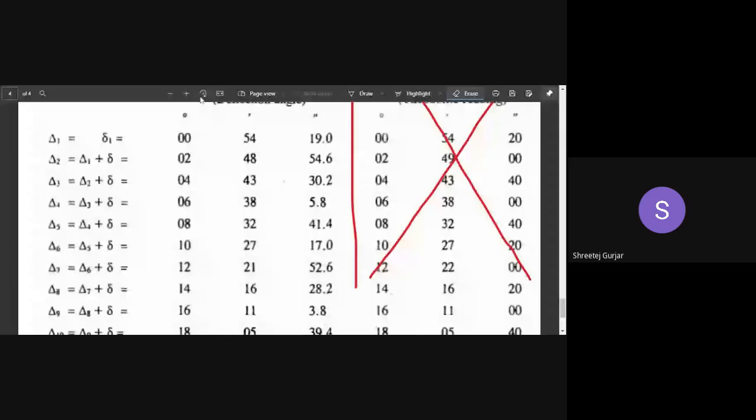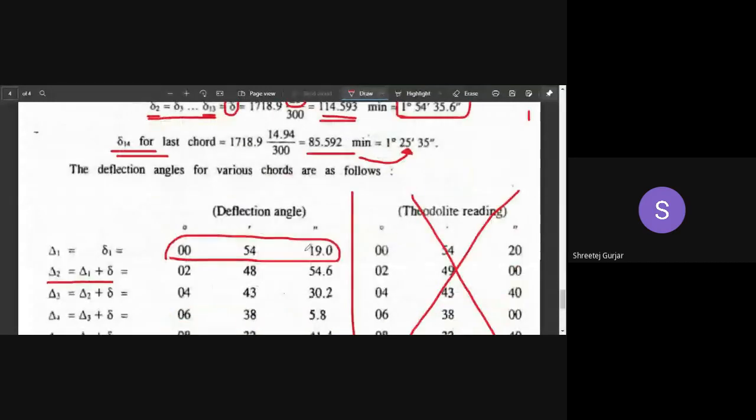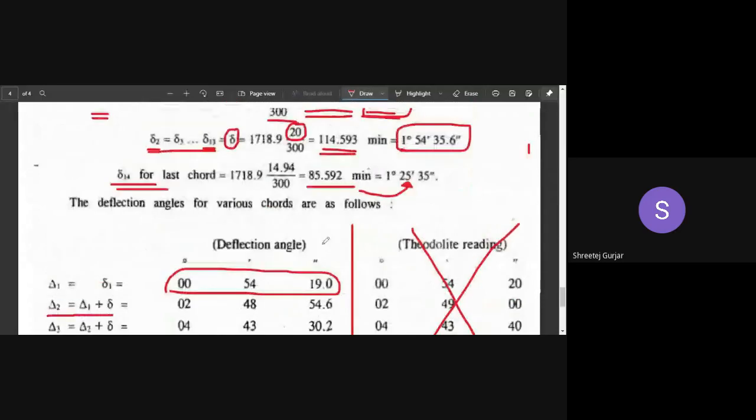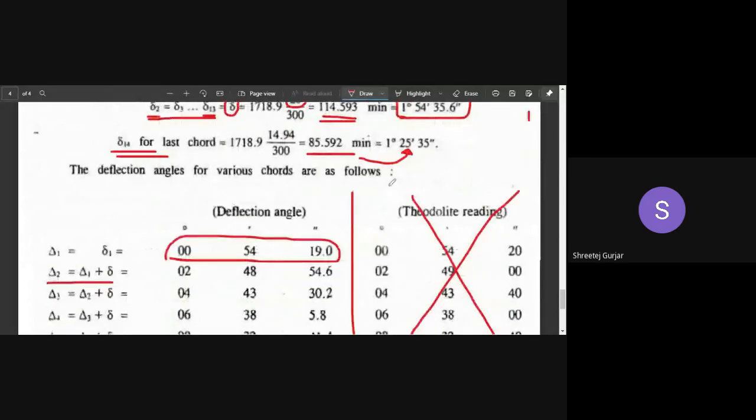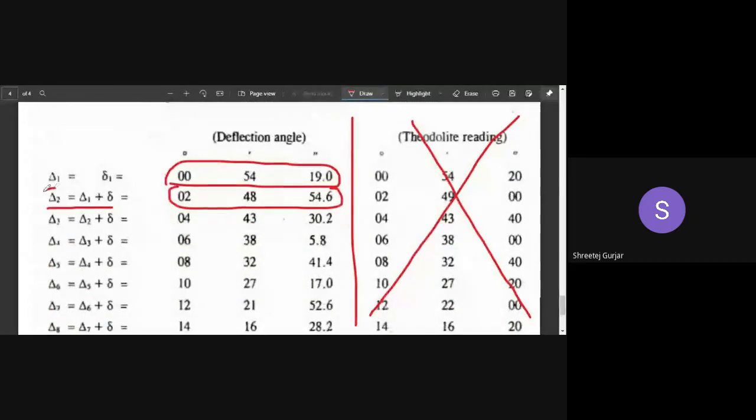Okay. Delta 2 is delta 1 plus delta, right? So this particular angle, plus your delta. This angle you have to add. In our calculator, if you add 0 degree, 54 minutes, 19 seconds plus 1 degree, 54 minutes, 35 seconds, you will get this answer. Okay, so this is your deflection angle 2.